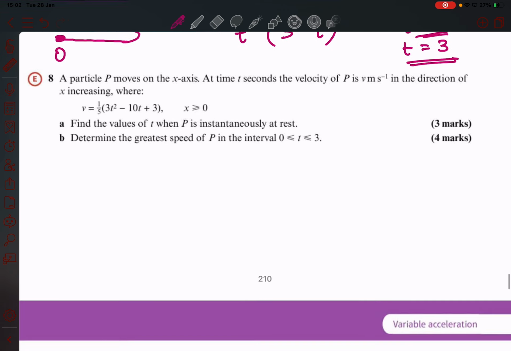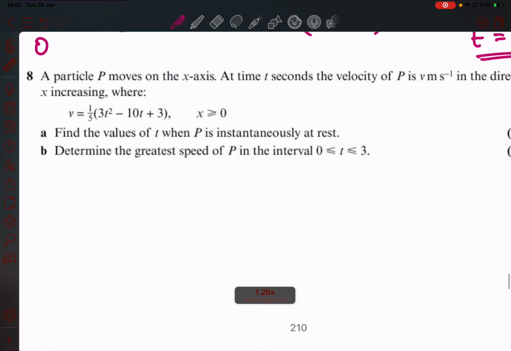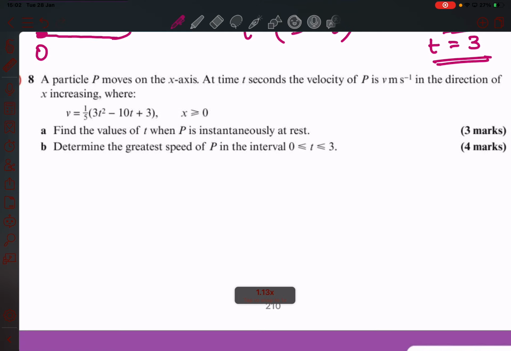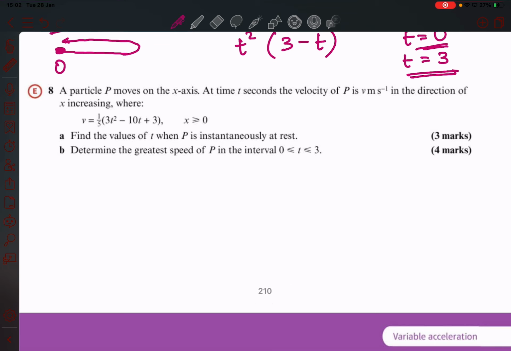Right, number 8. Let's see. Looks pretty much okay. You didn't do it. Okay. Yeah, so you can try this.